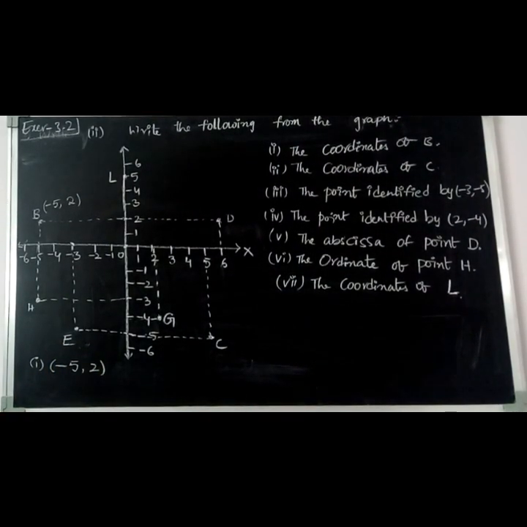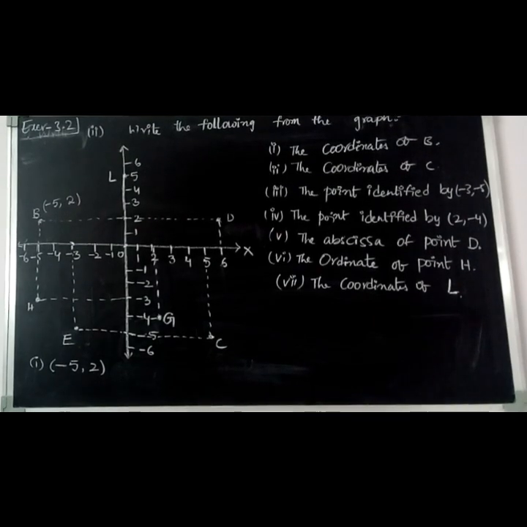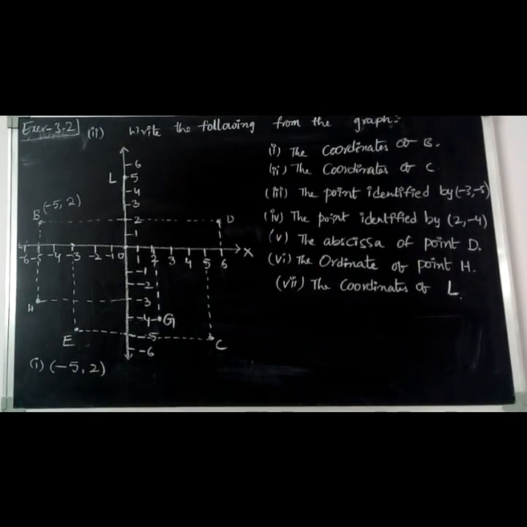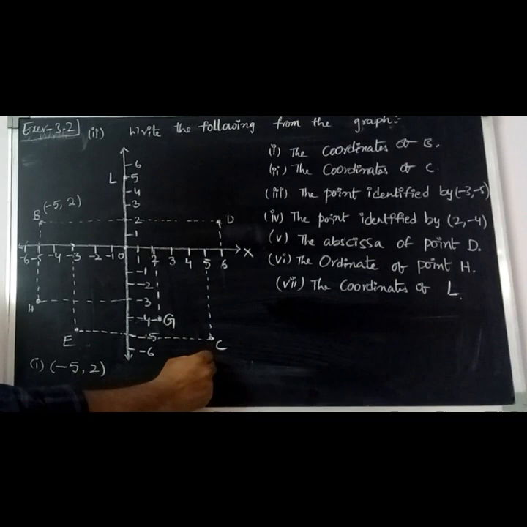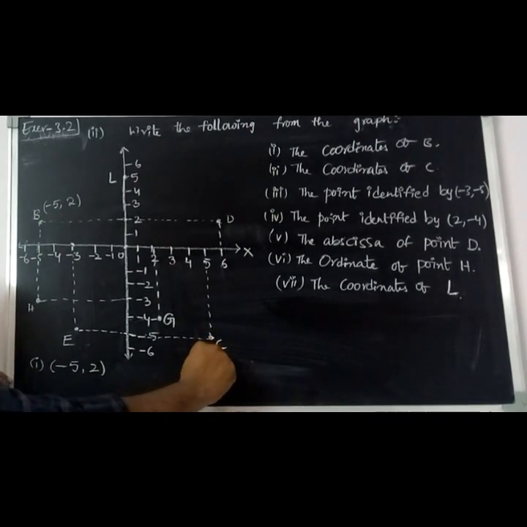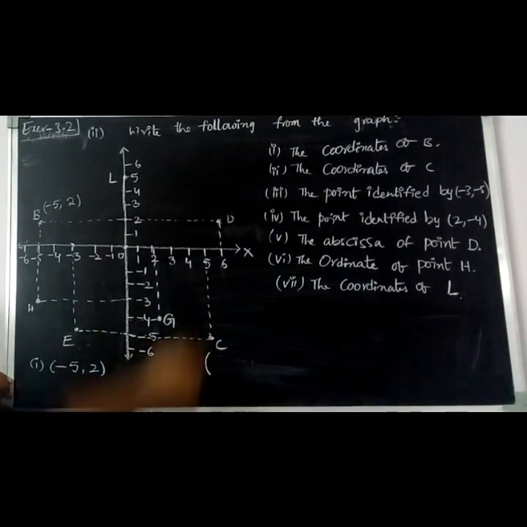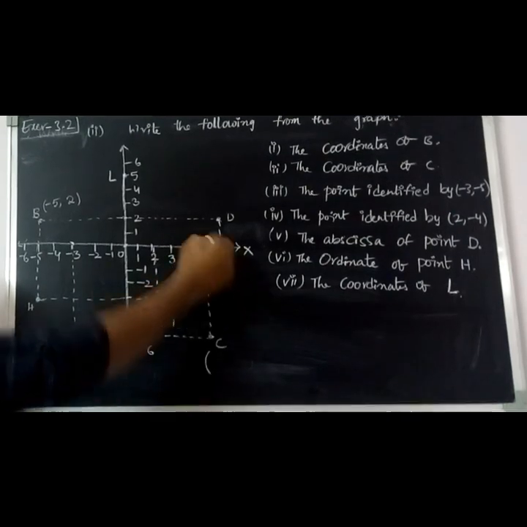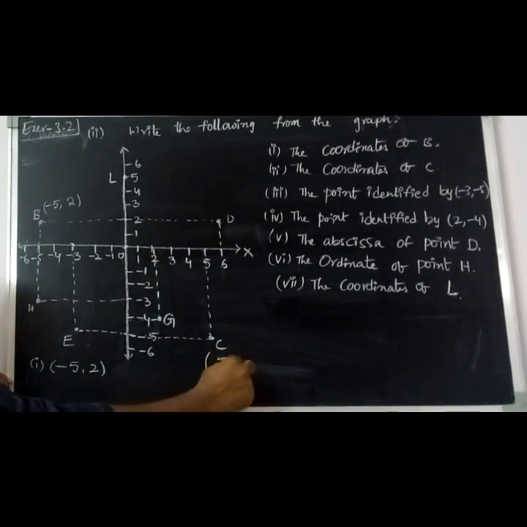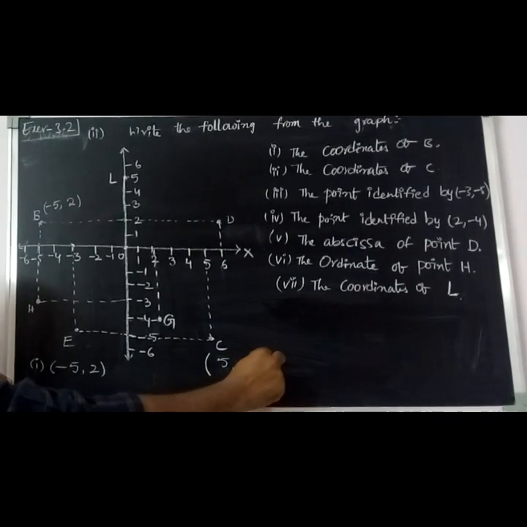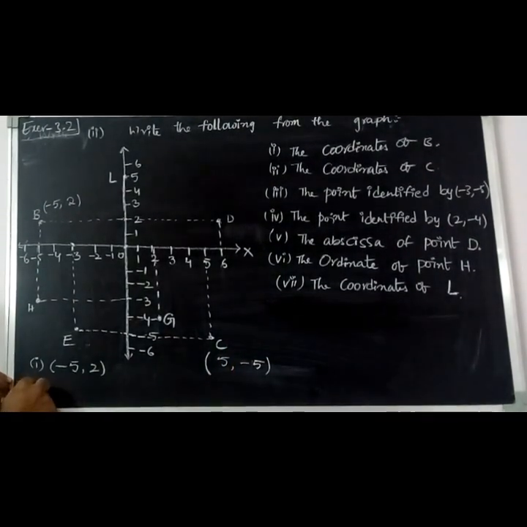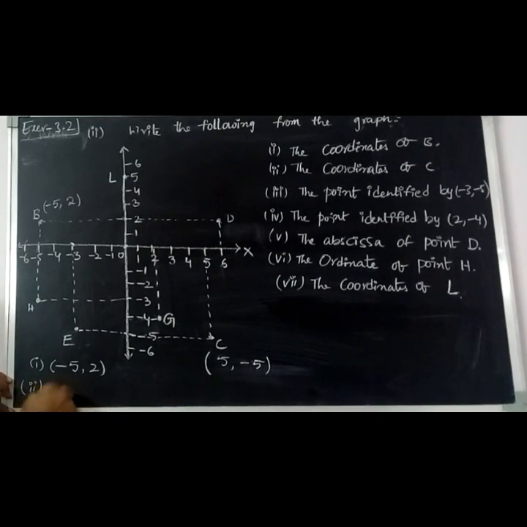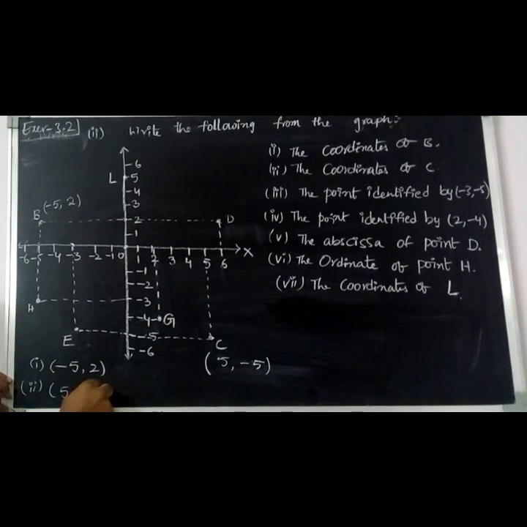Now let us see the second problem. The coordinates of C. In a similar way we have to find the coordinates of C. Here on the x-axis the point is at 5. On the y-axis it is minus 5. The point is 5, comma minus 5.